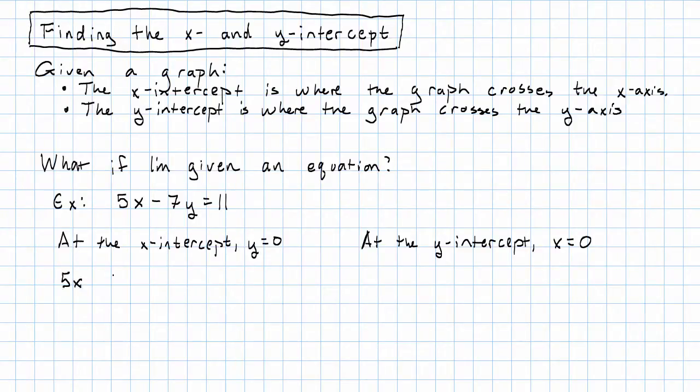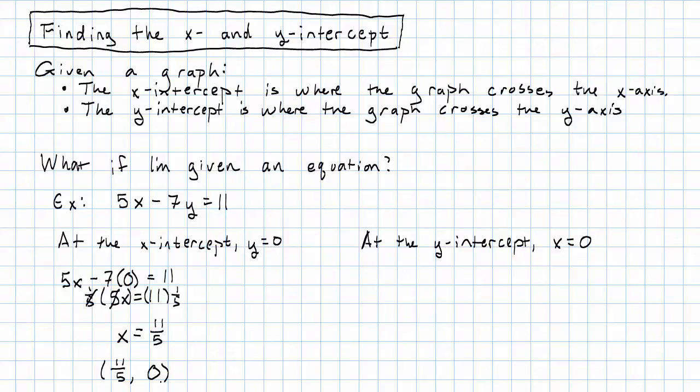So I'll have 5x minus 7 times 0 equals 11. 7 times 0 is just 0. I just have 5x equals 11. Multiply both sides by 1/5. 1/5 and 5 cancel, and I get x equals 11/5. So my x-intercept is the point where x equals 11/5 and y equals 0.